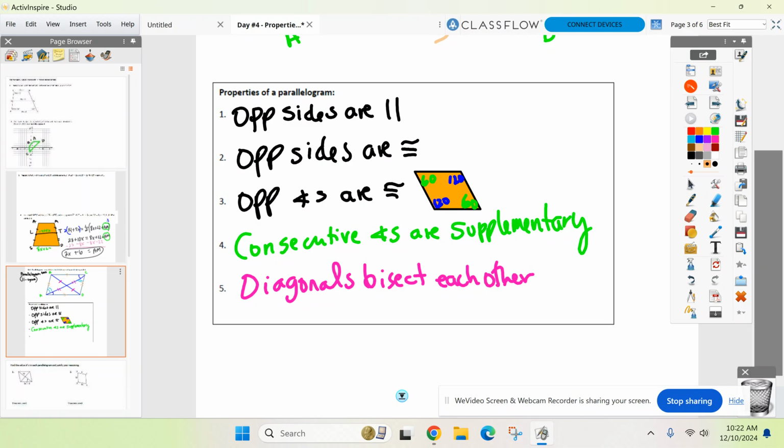So there they are, 5 properties of a parallelogram. Questions from any of you before we start? That's all we're going to do today, some algebra using these properties. All right, let's do it.